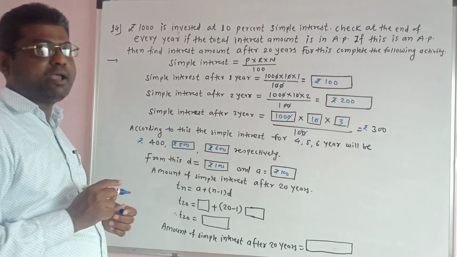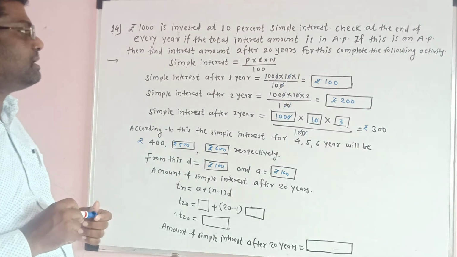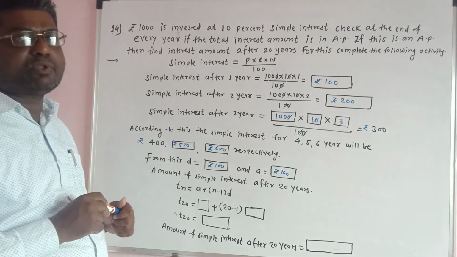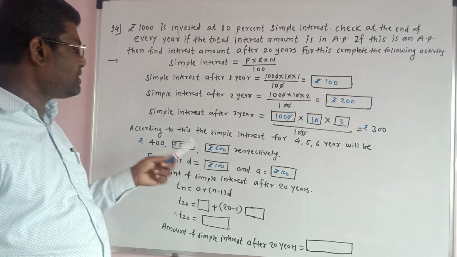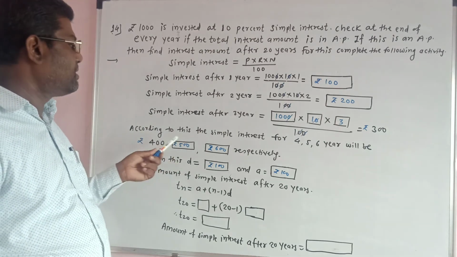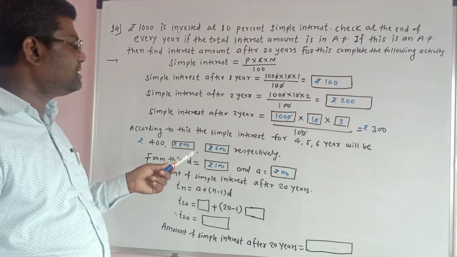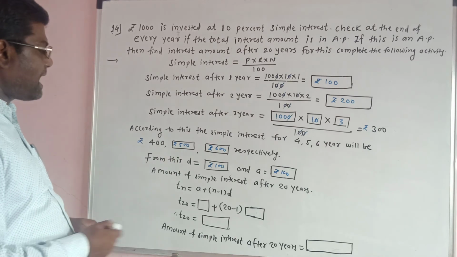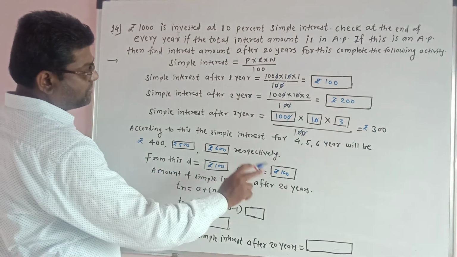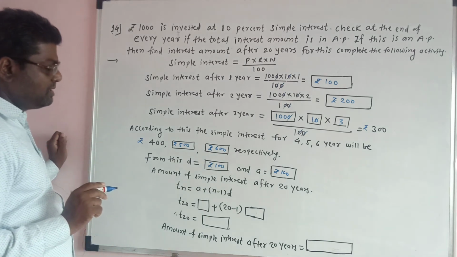Let's see, 200 minus 100 is 100, 300 minus 200 is 100, 500 minus 400 is 100, 600 minus 500 is 100. As the common difference between any two consecutive terms of this sequence is a constant, therefore this is an AP, and we have to find the amount of simple interest after 20 years.